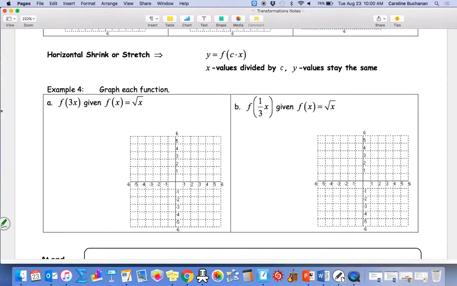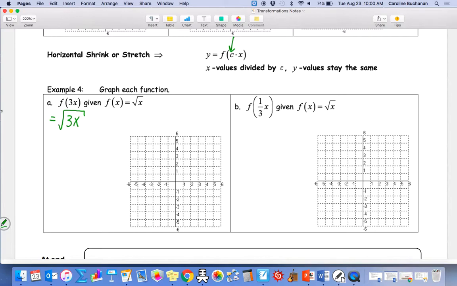Next, we're going to talk about horizontal compressions and stretches. This is what happens when you have a number that you're multiplying x by. And we're going to see what that looks like. So part A, we're asked to graph f of 3 times x, given that f of x is the square root of x. So just to make this a little easier to look at, if we're multiplying x by 3, then we're talking about the square root of 3 times x.